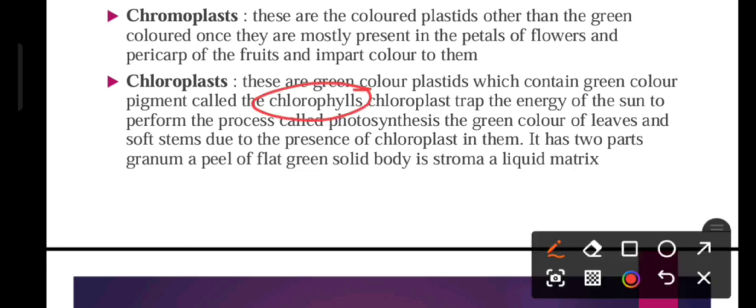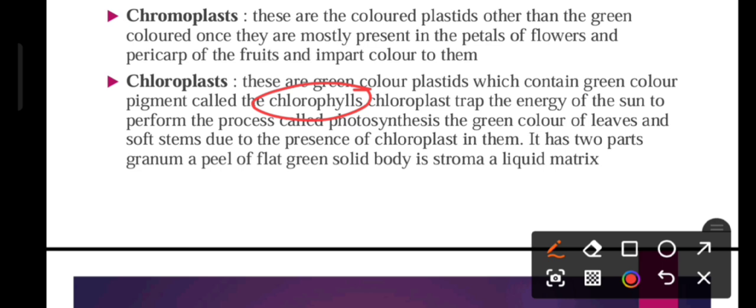Chloroplasts trap the energy of the sun to perform the process called photosynthesis. You all know about photosynthesis, right? Photosynthesis means using sunlight, water, and carbon dioxide. What does it produce? It manufactures food, or glucose, in the plant.